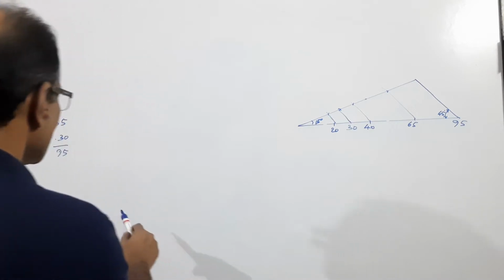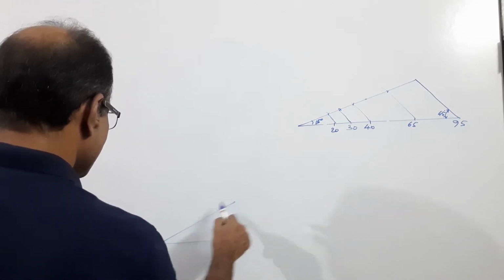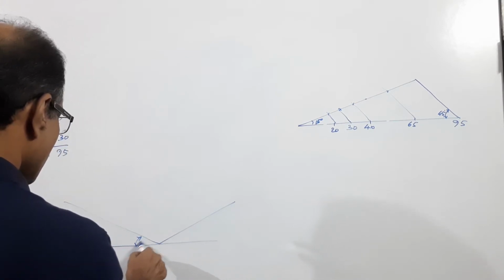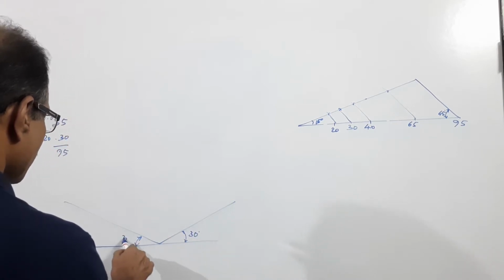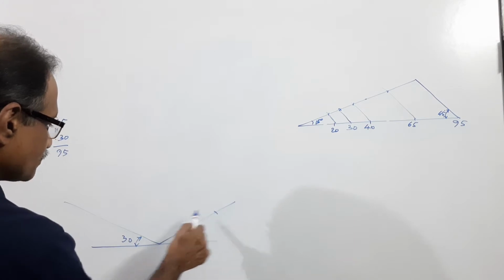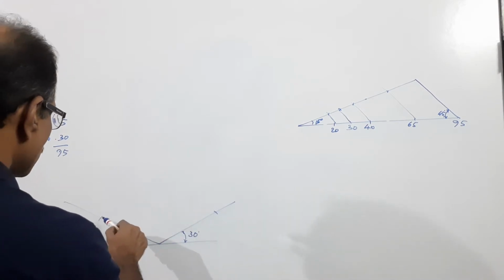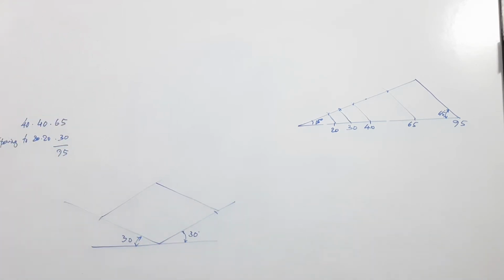Now, draw a horizontal line. Draw a 30 degree line. Take ISO 40 on this side. Take ISO 40 on this side. Draw lines parallel to them. You get the fourth corner.